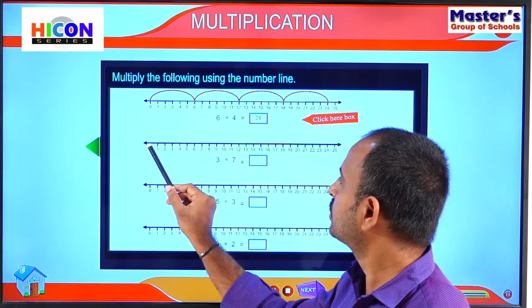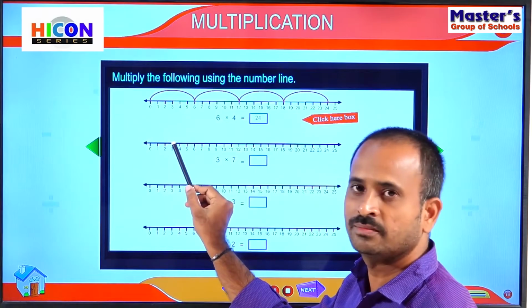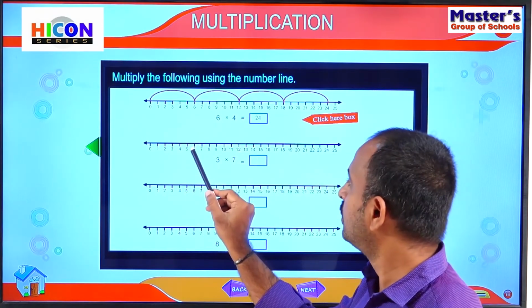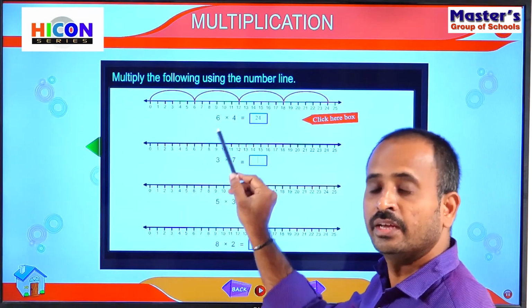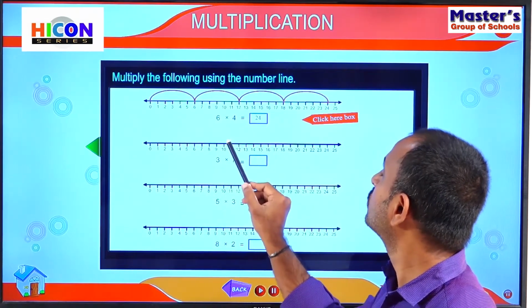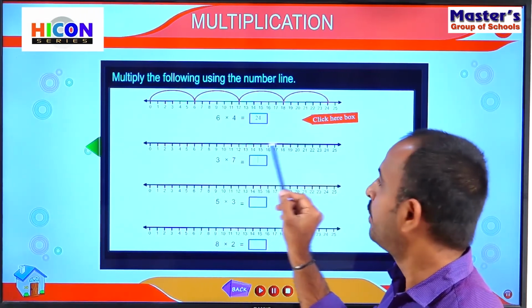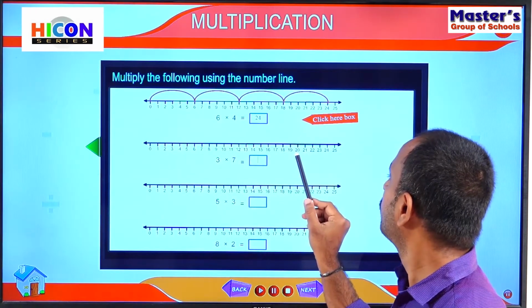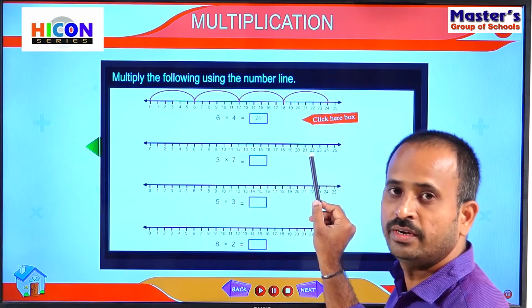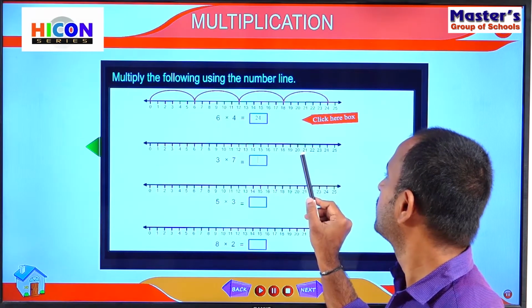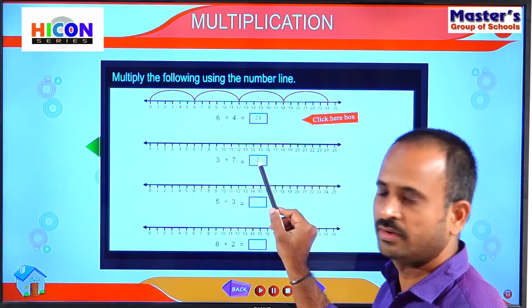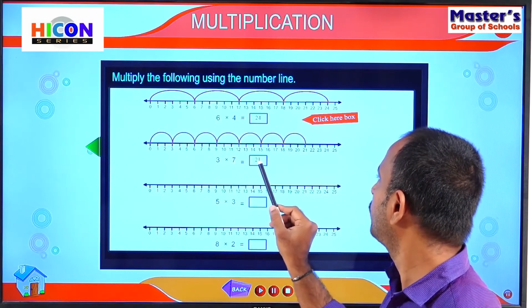That is, the first step from 0 to 3, the second step from 3 to 6, and the third step from 6 to 9. In this way, you have to move 7 steps forward by crossing 3 numbers in each step. Then finally, you have reached the number 21 after moving 7 steps. So the answer will become 21. That is, 3 7s are 21.